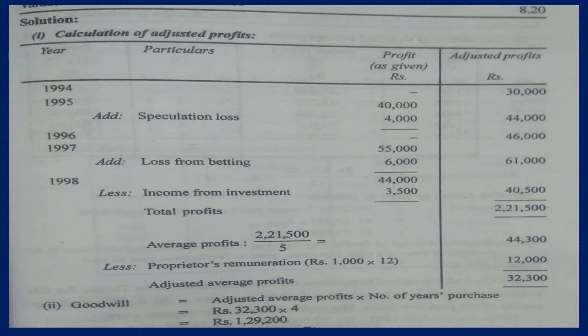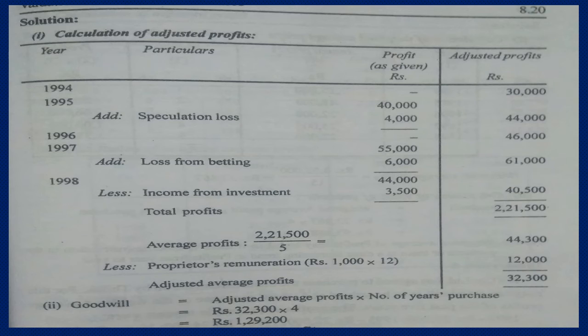Then, that is the next slide. See, it is shown here for the year 1994. The profit is 30,000. There is no effect, there is no additional subtraction to be made in 1994. But in 95, there is a speculation loss, which we saw in the sum just now. There is a speculation loss to be added. In 1996 also there is no change. There is no loss or gain not related to business. Therefore, 1996 is shown directly in the outer column.